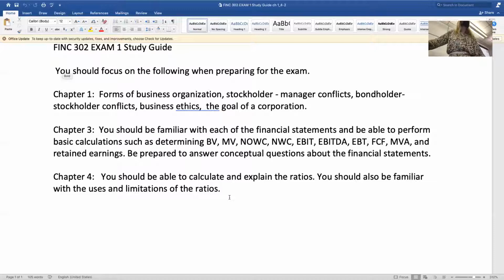Is it just going to be multiple choice or is it also going to be short answer? It's just multiple choice. And it's mostly concept questions, more so than problems, maybe it's 40% problems, 60% concept questions.